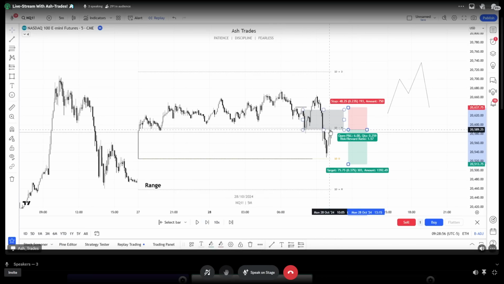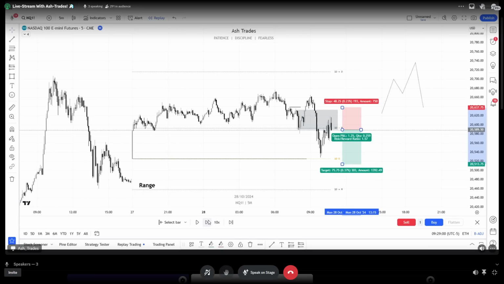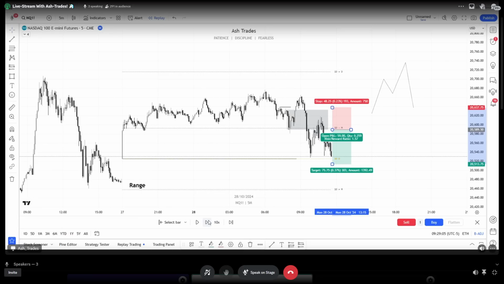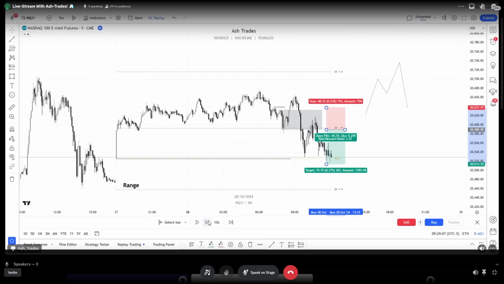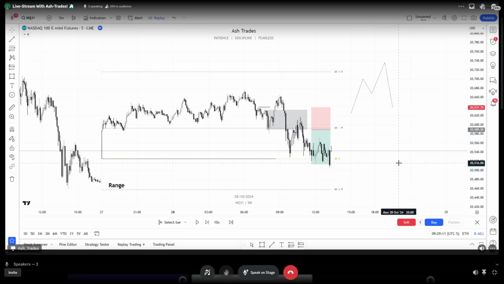Got another entry opportunity here for another short. Right, and now we're looking to move to the draw on liquidity. And there you have it. So the draw on liquidity was correct. The timing was correct. The understanding of the logic using the tools was correct. And your risk to reward was correct.